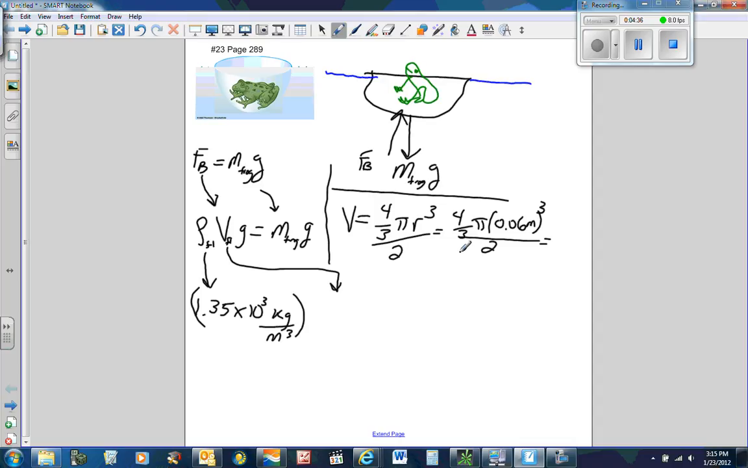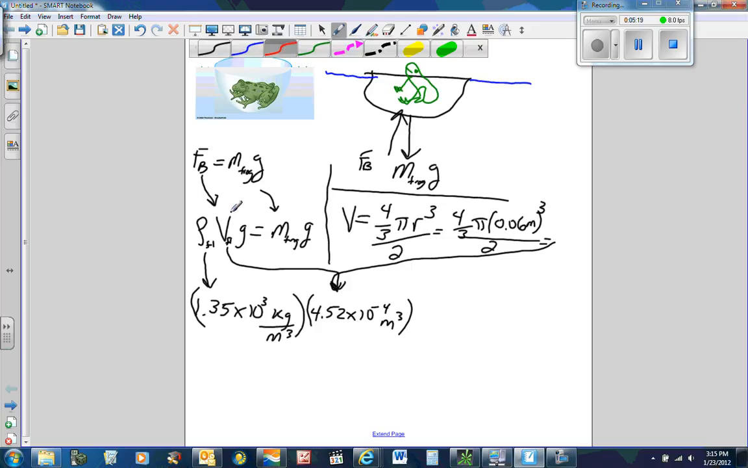So when I do that, I'm going to say 4 divided by 3 in my calculator, then do second pi times 0.06 cubed, divided by 2, gives me 4.5. So the number we get here is going to go right there, and that's going to be 4.52 times 10 to the negative fourth meters cubed.